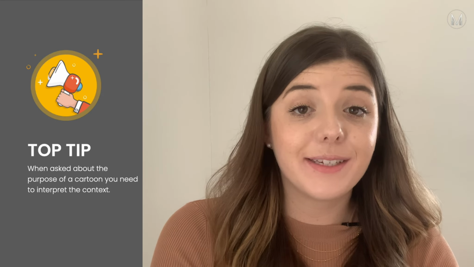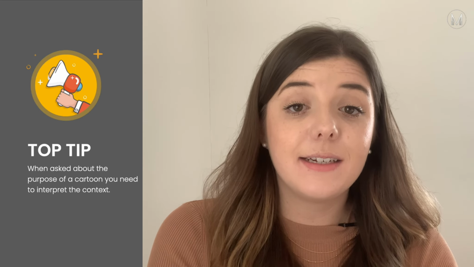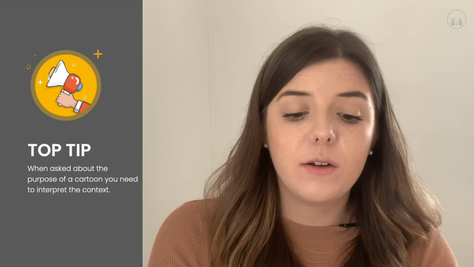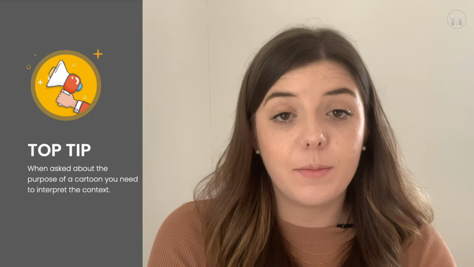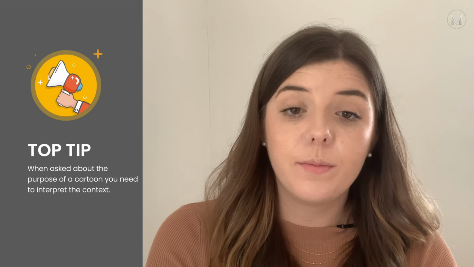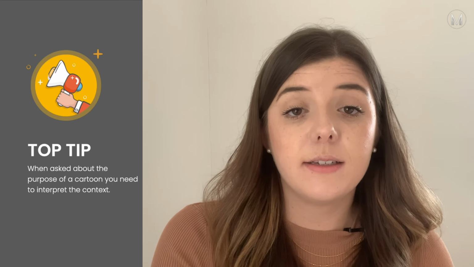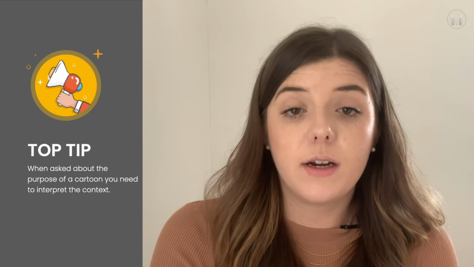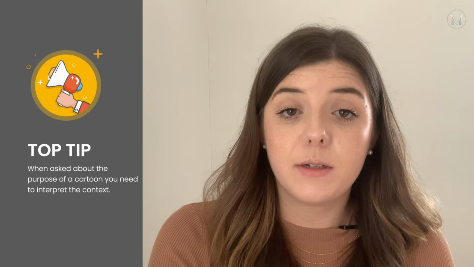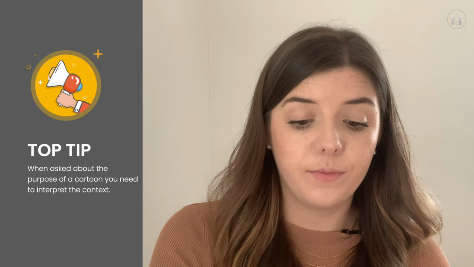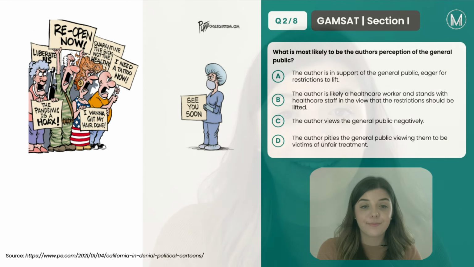So time for a GAMSAT top tip. When asked about the purpose of a cartoon, you need to interpret the context. Looking at the text and the facial expressions will help you to understand the issue represented. In question 1, the crowd appeared to be very angry. However, the text on their signs allowed us to rule out the reason for their anger, and it ruled out the answer option that said they felt they had been lied to. So always pay attention to facial expressions and text.